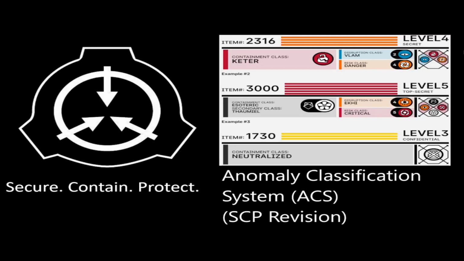Example number 2. Item number 3000. Level 5, Top Secret. Containment class, Esoteric. Secondary class, Thaumiel. Disruption class, Eki. Risk class, Critical. Example number 3. Item number 1730. Level 3, Confidential. Containment class, Neutralized.